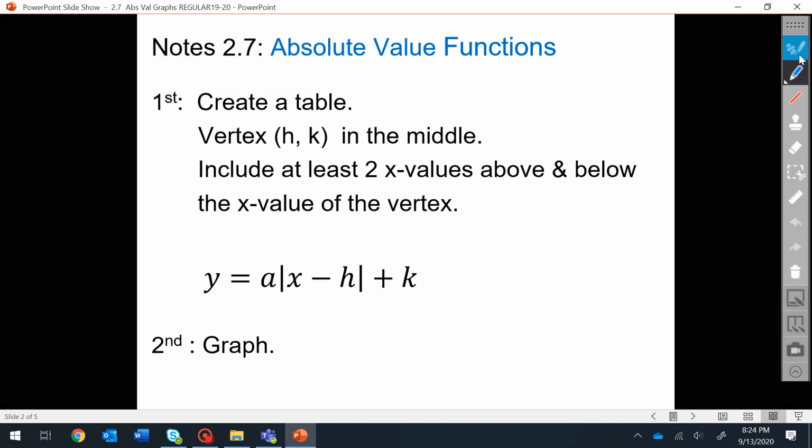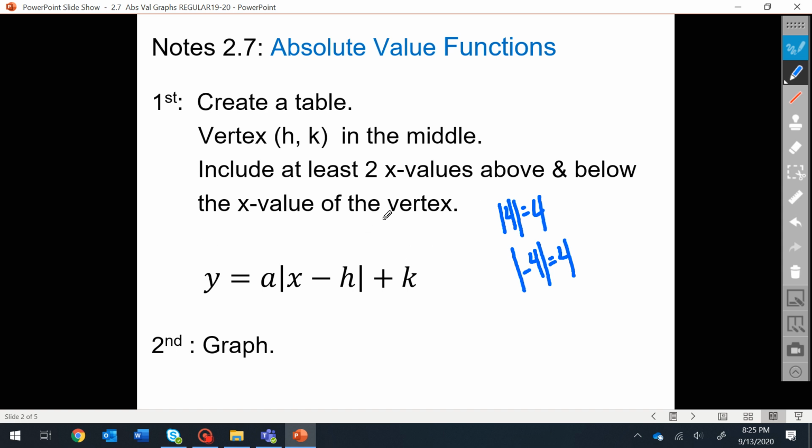Alright, today we'll be looking at how to graph absolute value functions. Absolute value functions are of the form y equals a times the absolute value of x minus h, plus k. This will always be the form. If you don't remember what an absolute value is, absolute value makes a value positive. So for example, the absolute value of 4 is equal to 4, and the absolute value of negative 4 is also equal to 4. So when you evaluate an absolute value, it becomes positive.